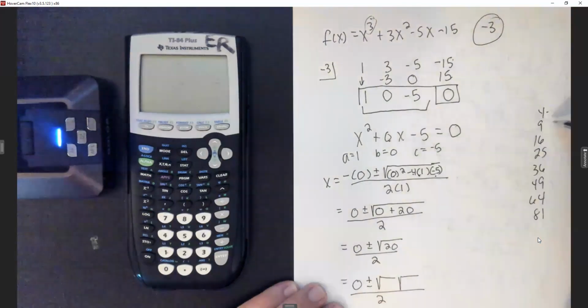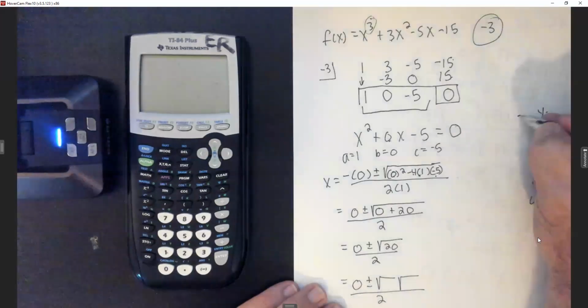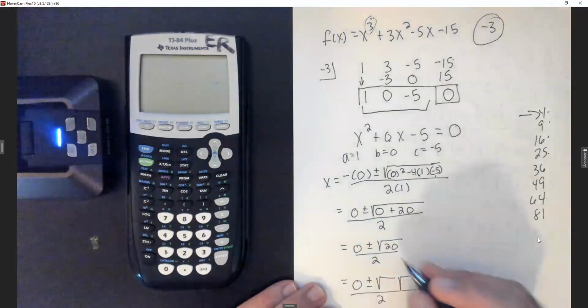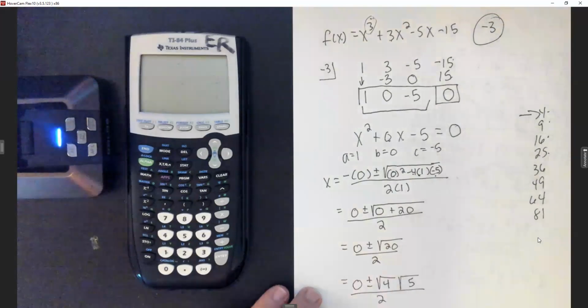2 times 2, 3 times 3, 4 times 4, 5 times 5, and so on. Are any of these factors of 20? And yes, 4 is a factor of 20. So you got to break the 20 into a 4 and a 5. All right, so what's that going to do?